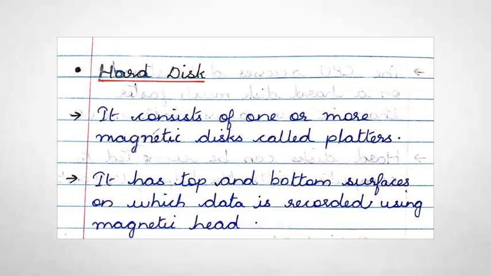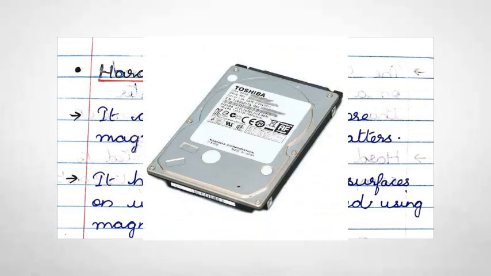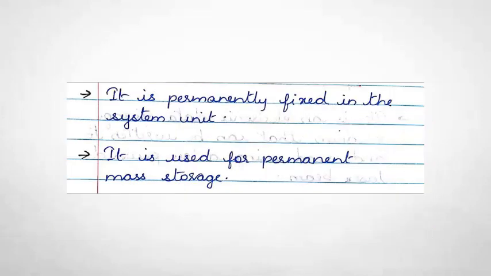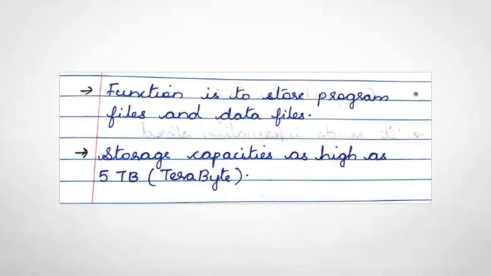The hard disk consists of one or more magnetic disks called platters. Each disk in the pack has top and bottom surfaces on which data is recorded using magnetic head. It is permanently fixed in the system unit. It is used for permanent mass storage. The most important function of the hard disk is to store program files and data files.